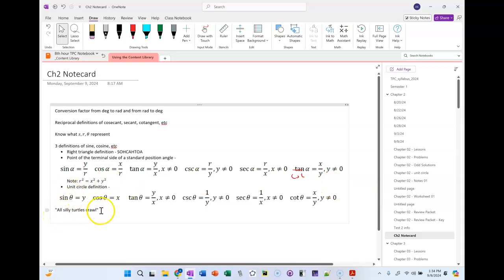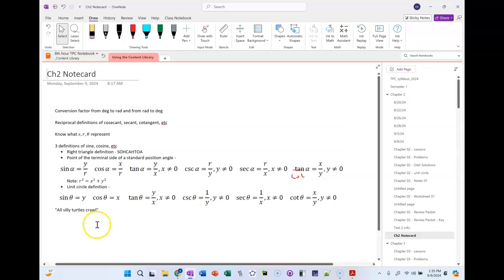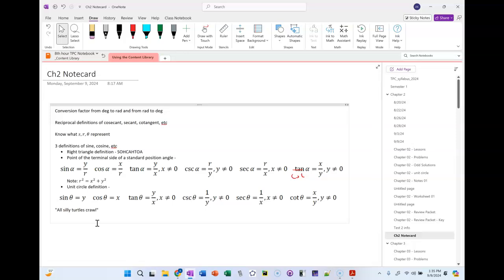And then I wrote "All Silly Turtles Crawl" as something else that you probably want to have written down, knowing which quadrant the trig functions are positive or negative. So again, you can make a half sheet, so a standard size like 7 by 11 or 7.5 by 11 sheet of paper. Just cut it in about half. You can write on both sides. You put anything you want on it. These are the formulas that I would recommend at minimum you get on there.